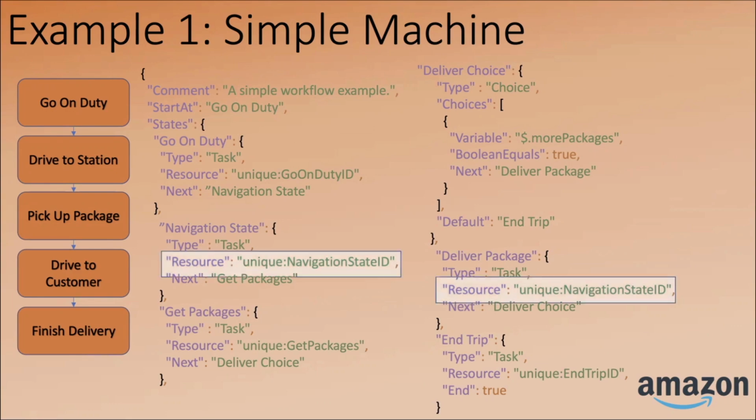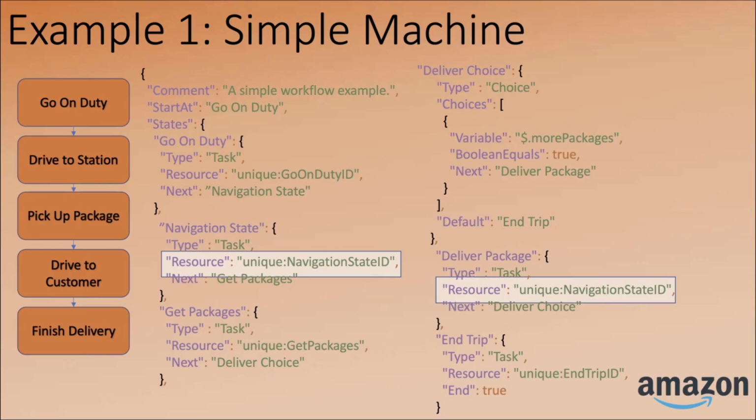One more interesting thing about this is within this navigation state and this deliver package. The names are different, but they share the same unique resource ID. And that's because while they're different states, that state name is just for the machine to know where to go next within this JSON object. But they're going to be executed by the same task handler. We could envision these, maybe these are both mapping and they map to a station, they map to a customer's house. In that case, the same task can do the same work. They just need to know the input, where's the station, where's the house. So here we see immediate reusing of a particular task.